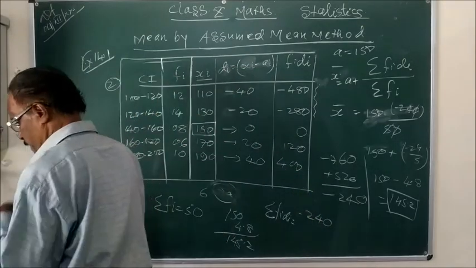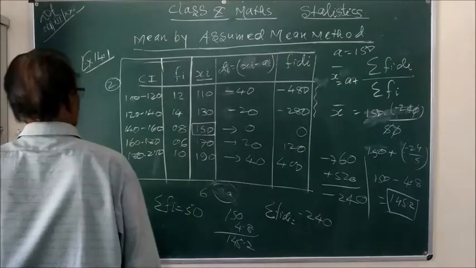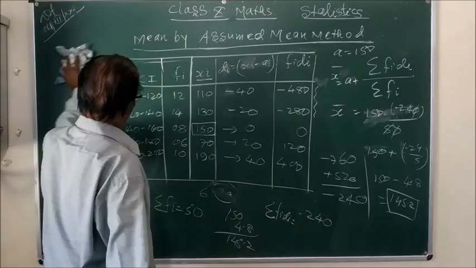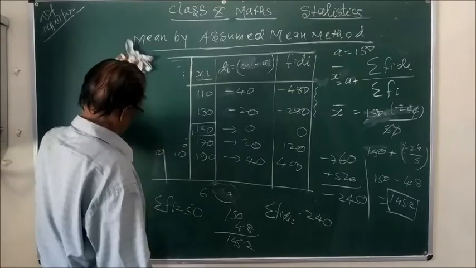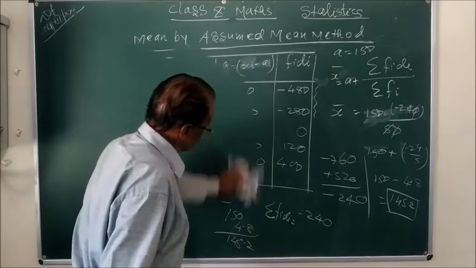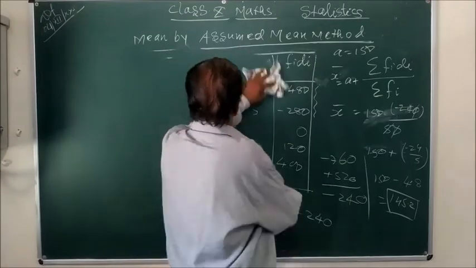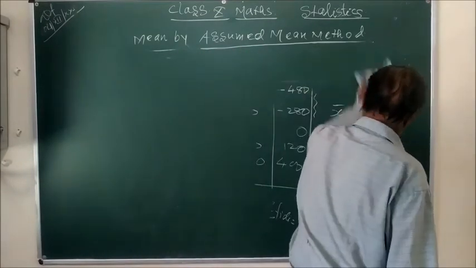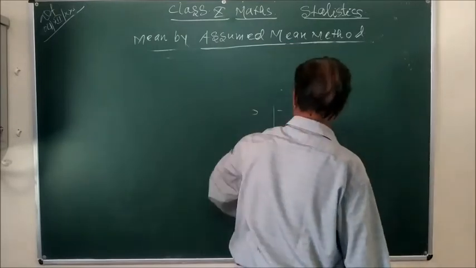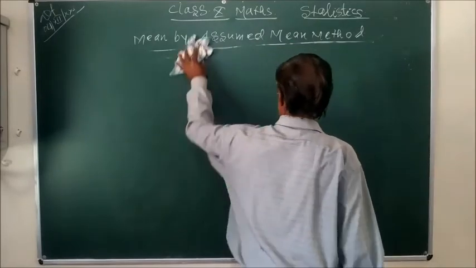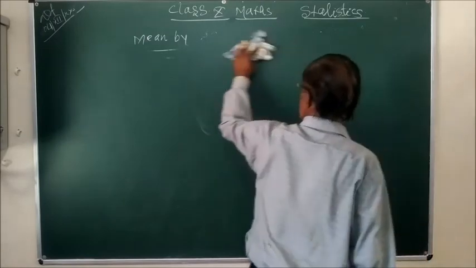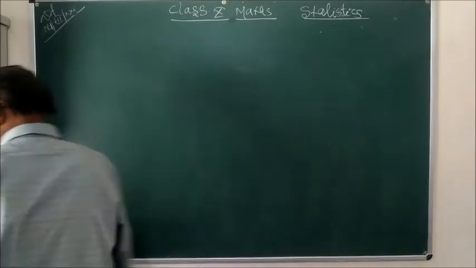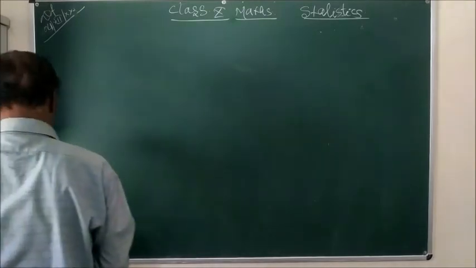So these two methods you will try to solve, and here I would like to re-explain that if the number of observations is a larger number, then the assumed mean method will be suitable. Although if you solve this same question by the direct method, the result will be the same. But from a convenience point of view, one more question I have to see.